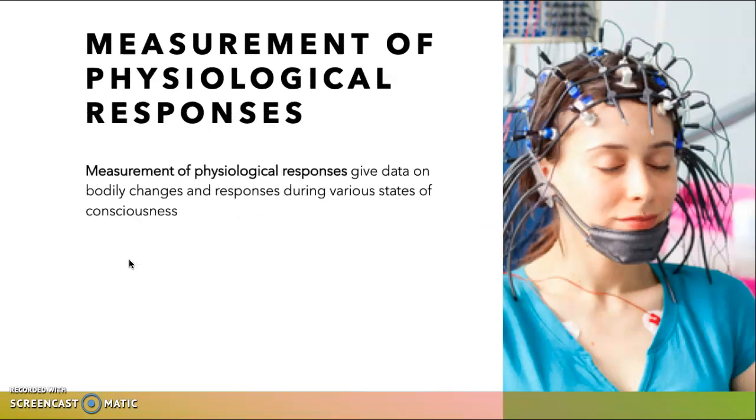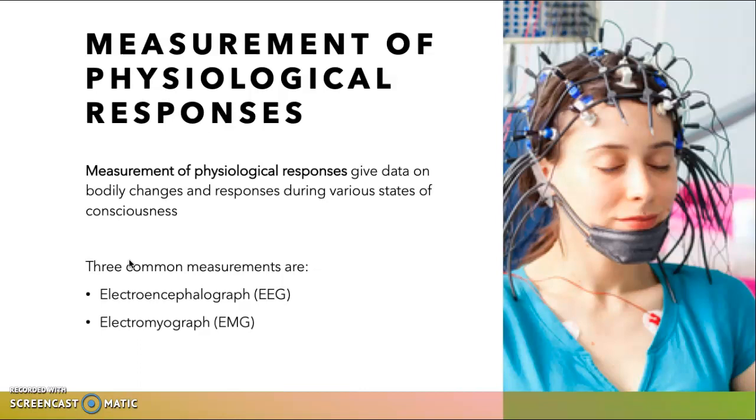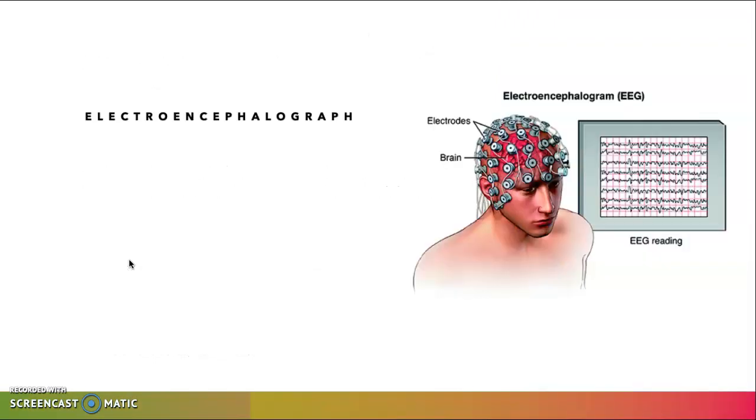So the idea of this is it's collecting data on bodily changes and responses at various states of consciousness. And we're going to be looking at the three most common measurements. The electroencephalograph, or EEG, you may have heard of before. The electromyograph, also known as an EMG. And the electrooculograph, the EOG. Now today's lesson we're just going to be looking at the electroencephalograph, the EEG, and next session we'll look at the electromyograph and the electrooculograph.